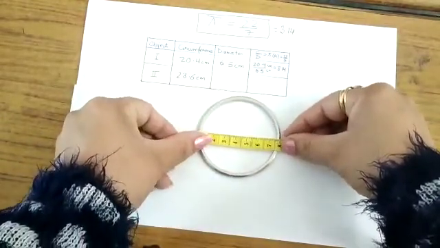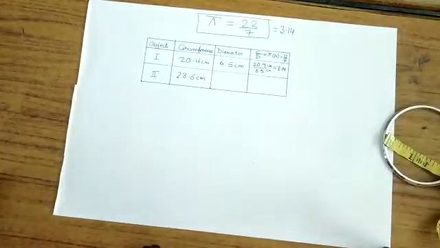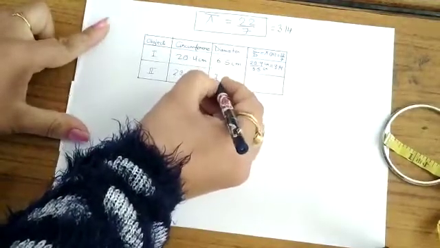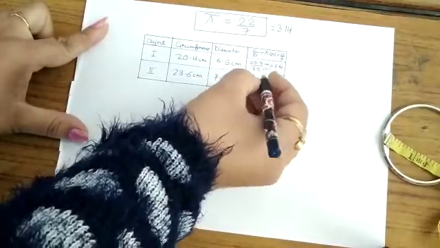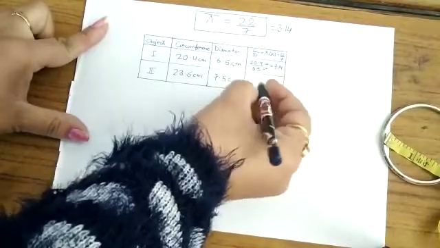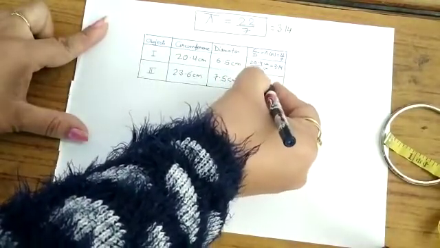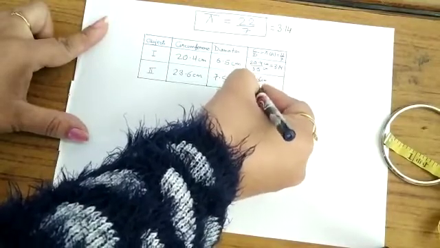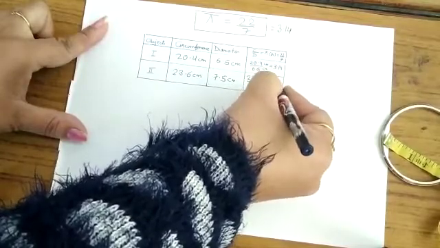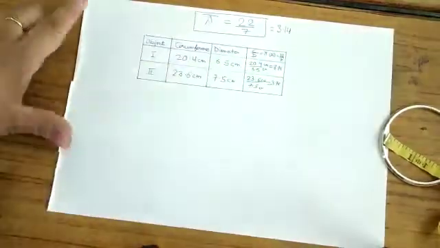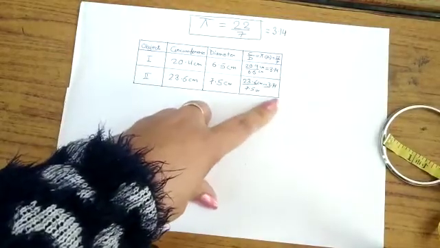So students, its diameter is coming 7.5 centimeter. Now we will find the ratio of the circumference and the diameter. So 23.6 centimeter by 7.5 centimeter. On dividing we are getting 3.14. So students, in both cases you can see that the value of pi is coming constant.